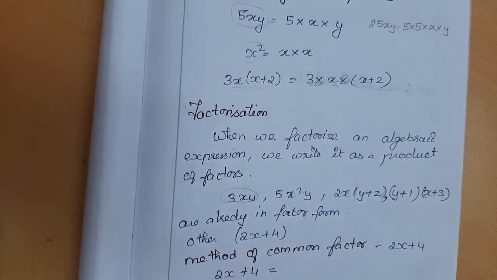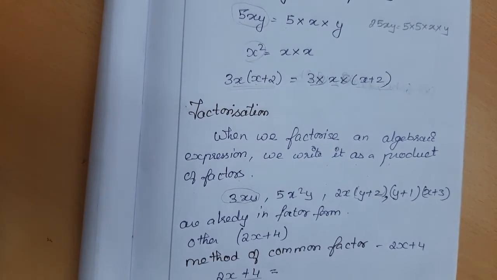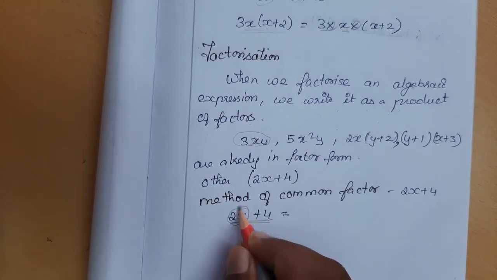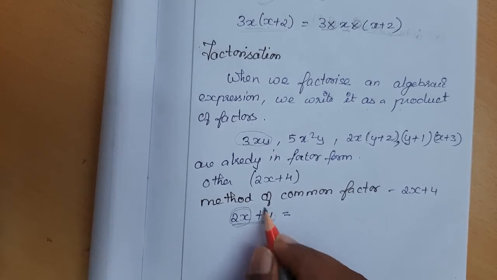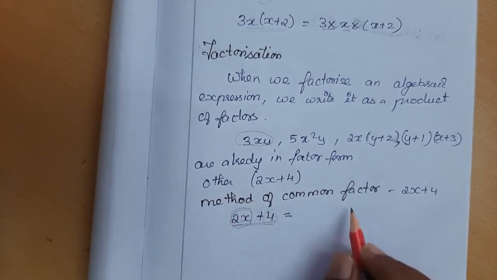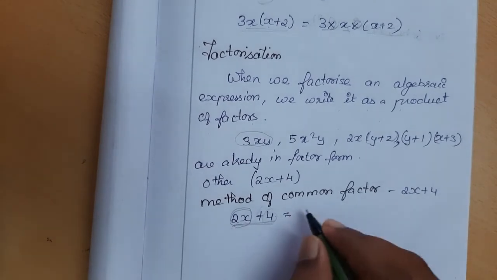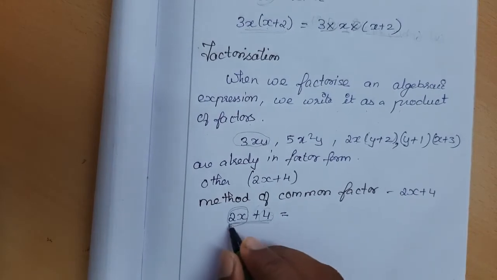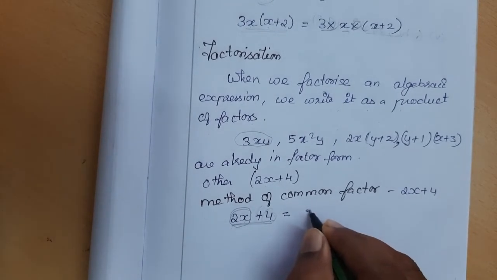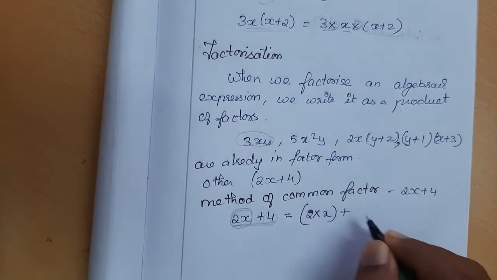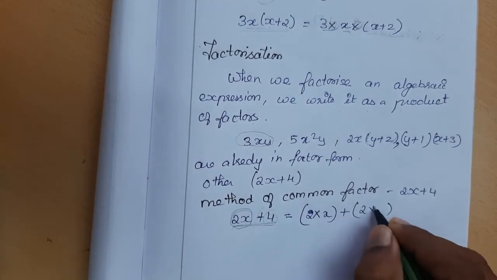If you choose only 2x plus 4, it's addition, right? It is not multiplied. You can see that 2 is multiplied with x, but this term is not multiplied with 4. This term is actually added, right? So we use the method of common factors. What are the common factors for this? First, let us expand and write all the factors. The factors of 2x is 2 into x, plus the factors of 4 is 2 into 2.